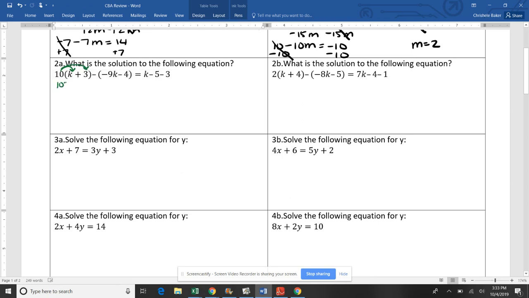10 times k is 10k, and 10 times 3 is 30. I'm really distributing a negative 1 over here. Negative 1 times negative 9k is positive 9k, and negative 1 times negative 4 is positive 4.